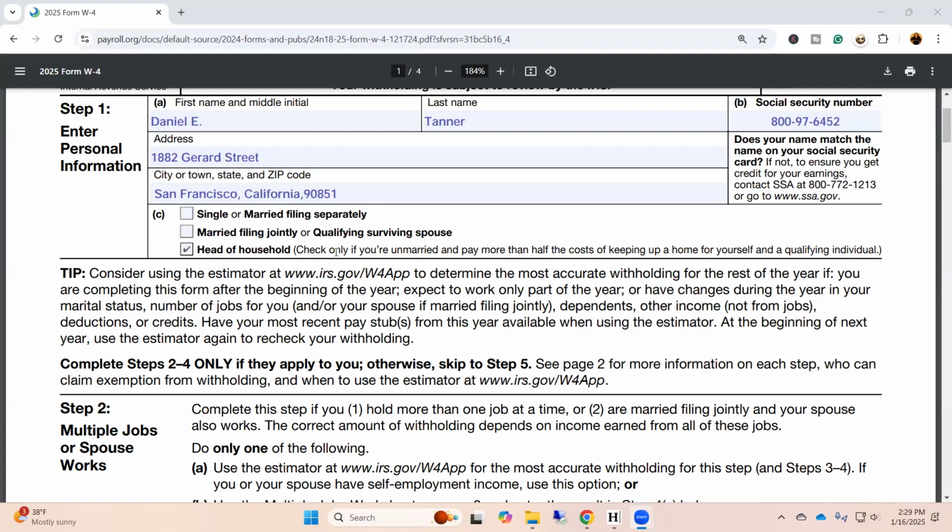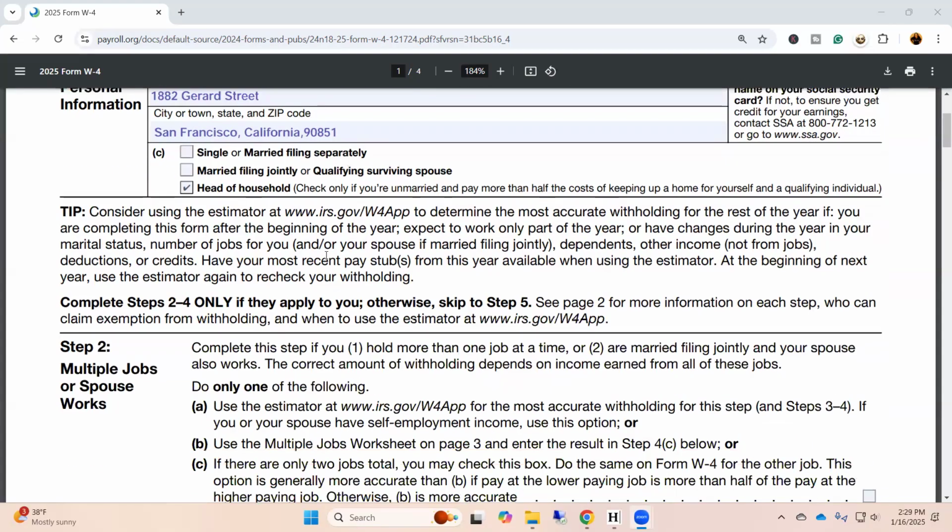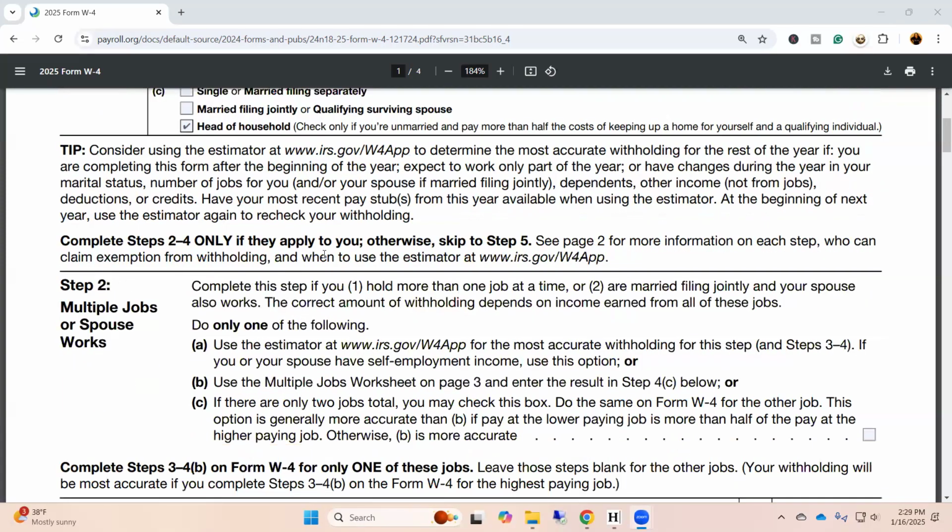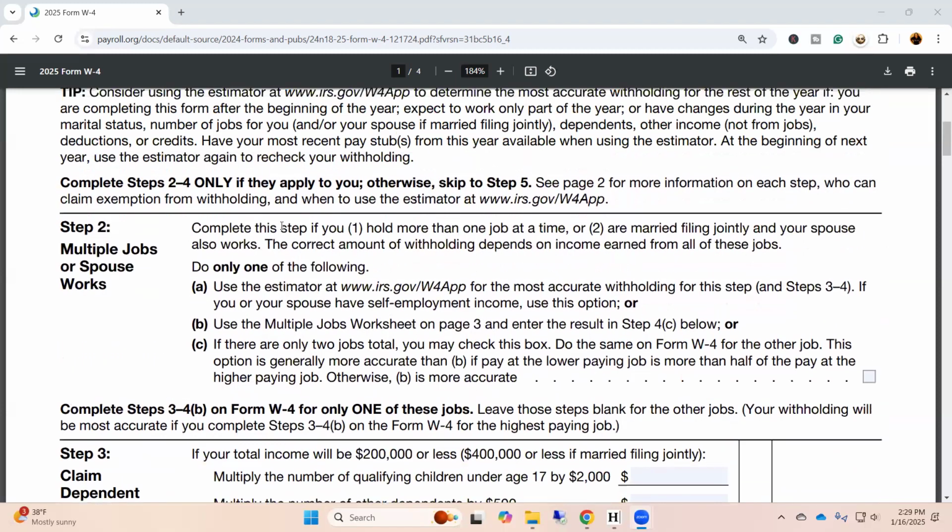Now, there is something called qualifying surviving spouse. So, because Daniel is a widow, he could potentially use the qualifying surviving spouse designation for the first 2 years after his spouse passes away. All right. And maybe I'll cover that in a different video. But for the purpose of this one, let's continue.